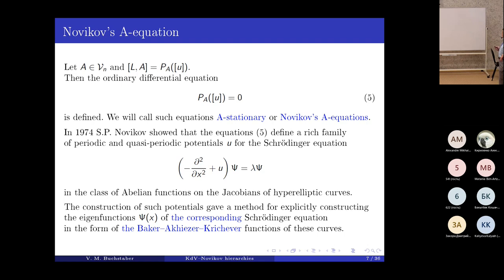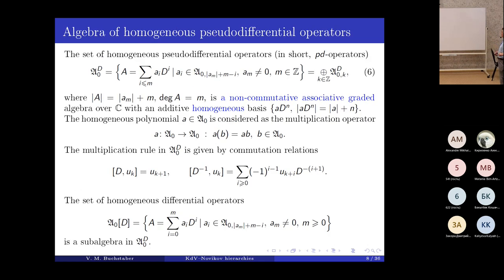In 1974, Novikov showed that this equation, let me repeat, an ordinary differential equation, defines a rich family of periodic and quasi-periodic potentials u for the Schrödinger equation, in the class of abelian functions of the Jacobian of a hyperelliptic curve. Moreover, the construction of such potentials gives a method for explicitly constructing eigenfunctions of the Schrödinger equation in the form of the Baker-Akhiezer function of this curve. It is exactly why it was important to consider such a special case as the Novikov A equation.